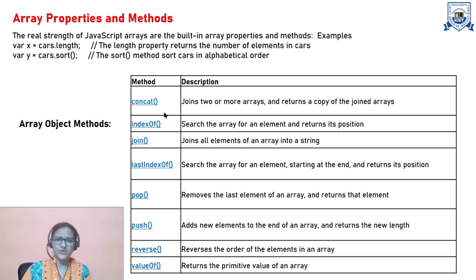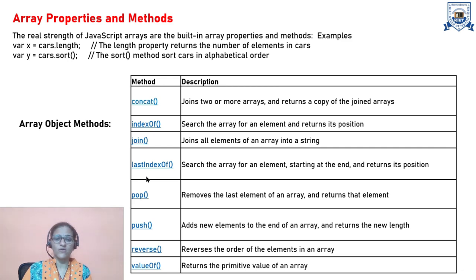A number of methods are associated: concat, indexOf, join, lastIndexOf, and more. Concat is basically used to join two or more arrays, and it returns a copy of the joined array. IndexOf searches the array for an element and returns its index position. Join: in an array the values are kept in different indexes, so with the help of join we can combine all the elements of an array into a single string.